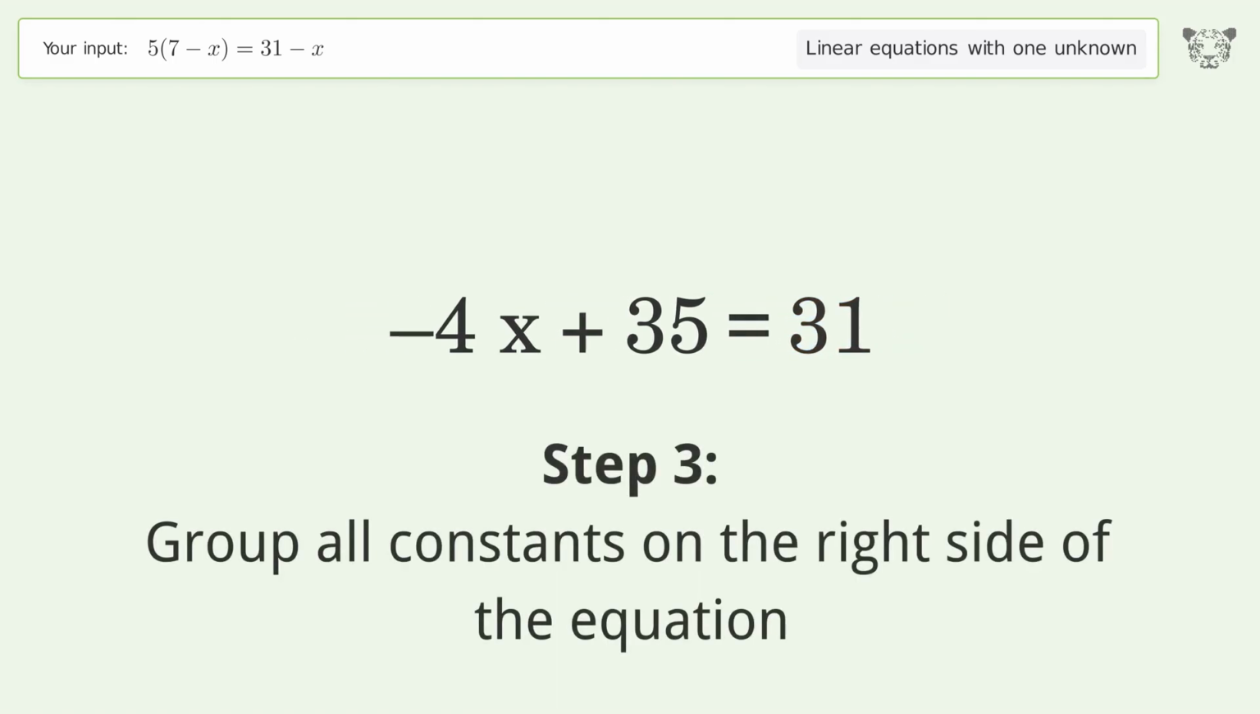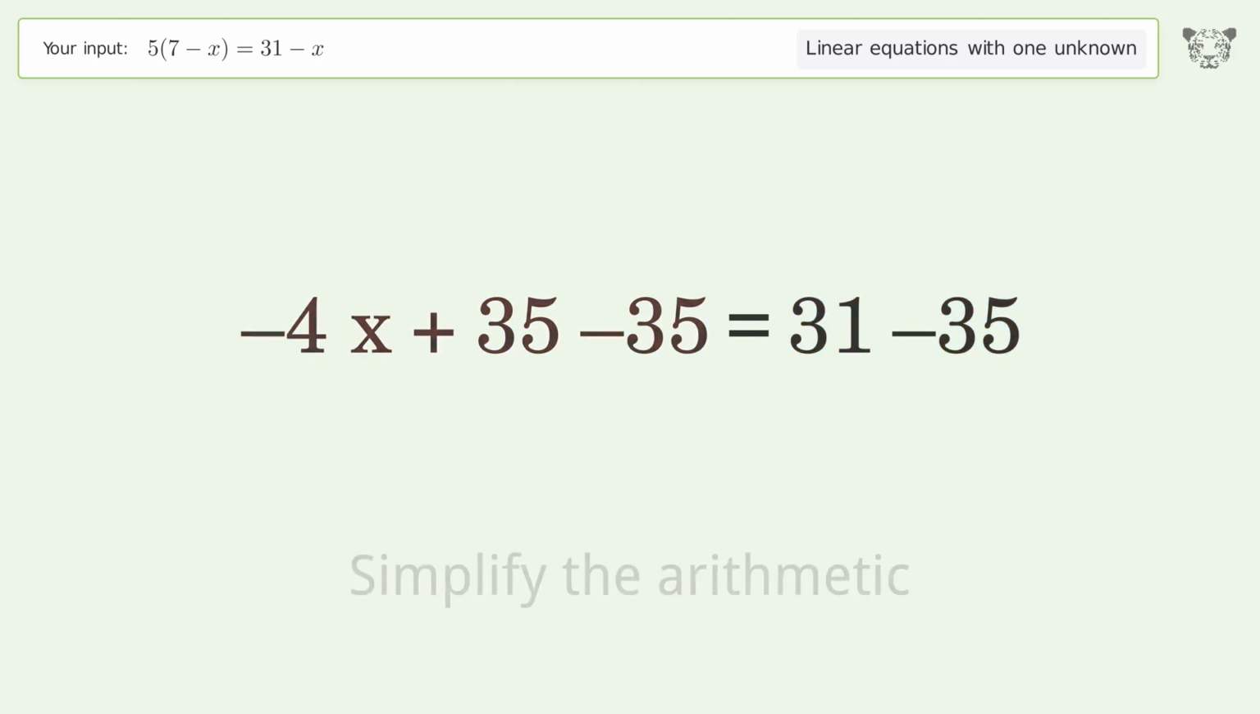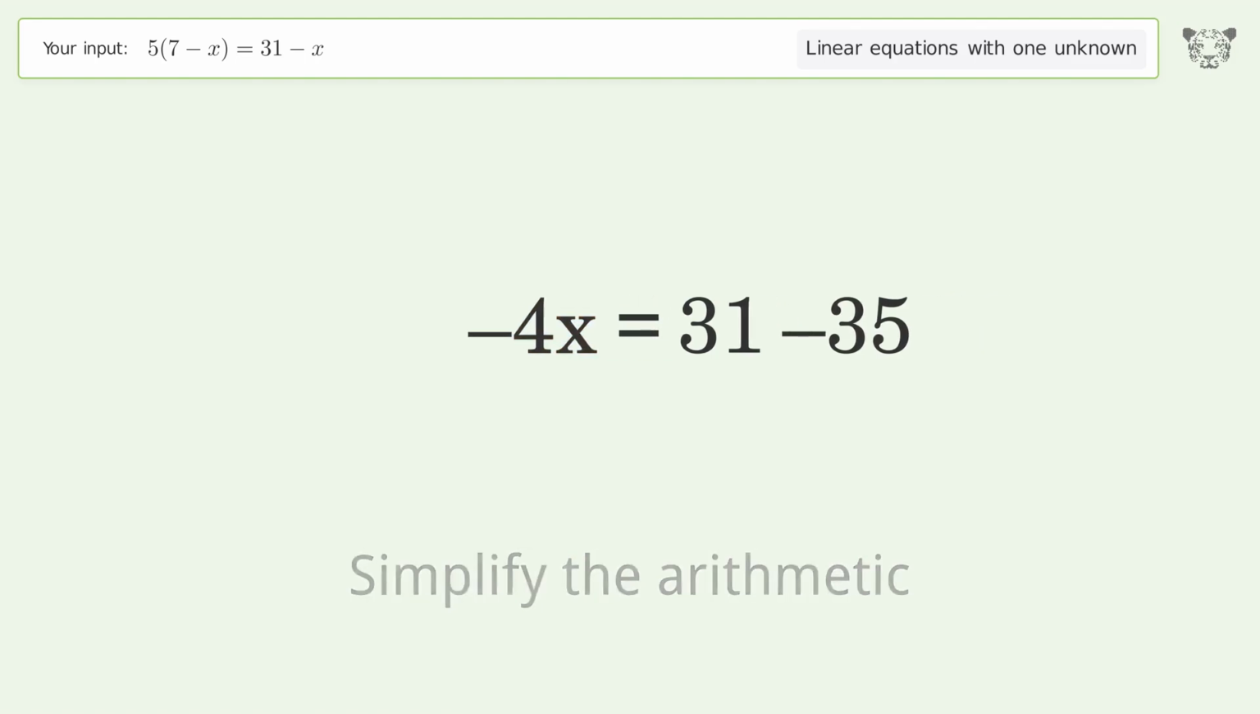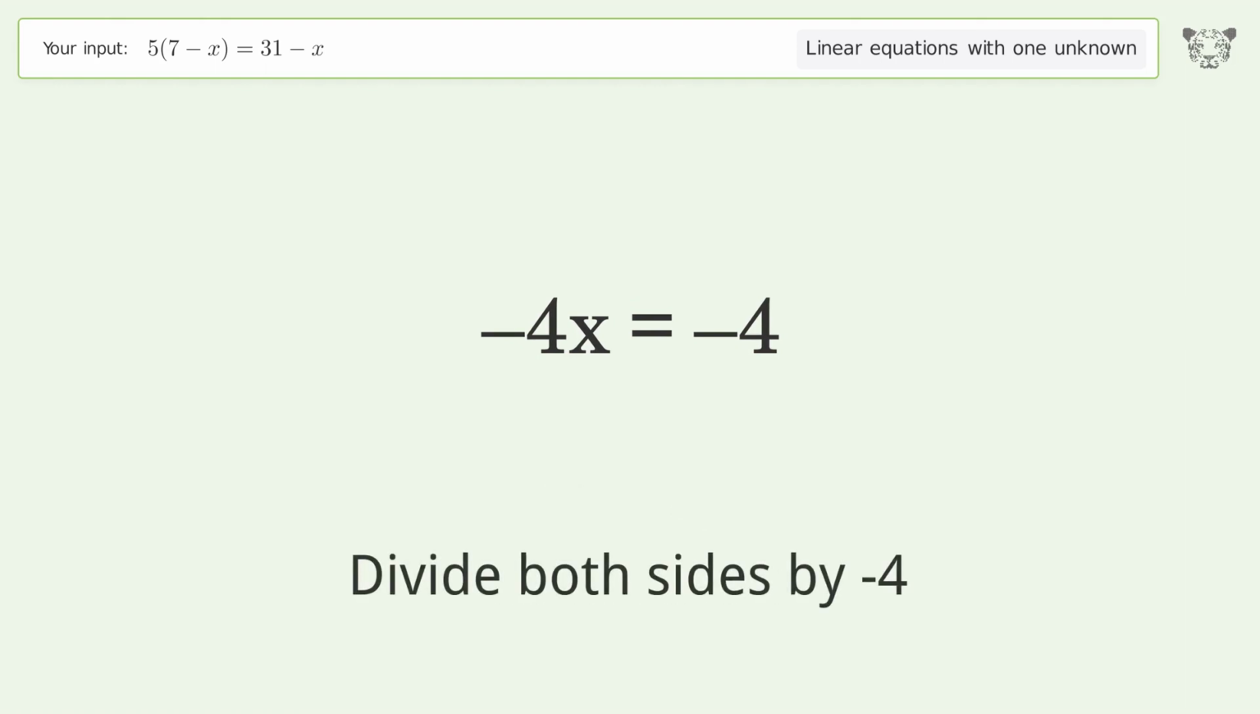Group all constants on the right side of the equation. Subtract 35 from both sides. Simplify the arithmetic. Isolate the x. Divide both sides by -4.